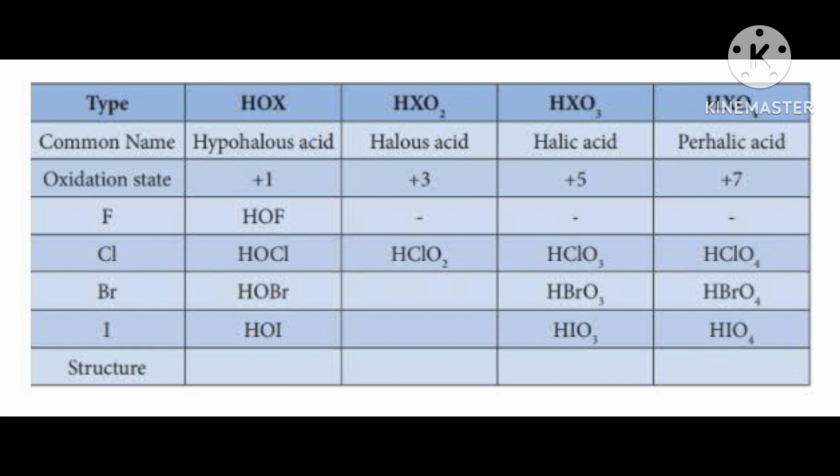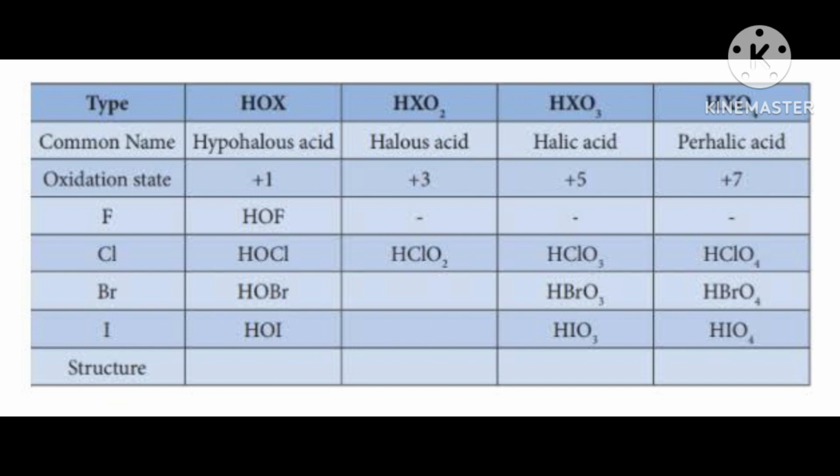In halic acid 3, only chlorine has this. Actually chlorine has 3, 5 and 7. Then HOClO is called chlorous acid. Here chlorine has 3 oxidation state.